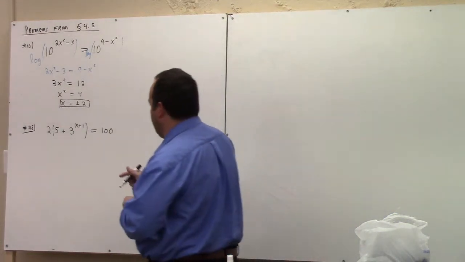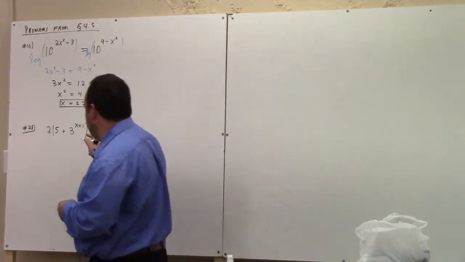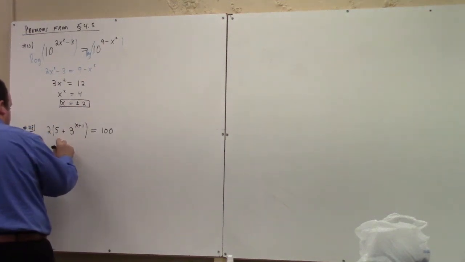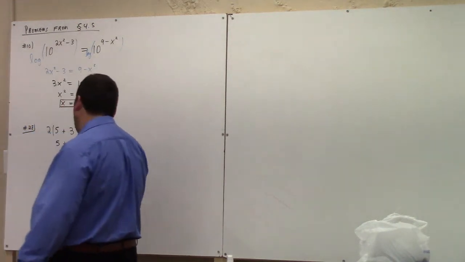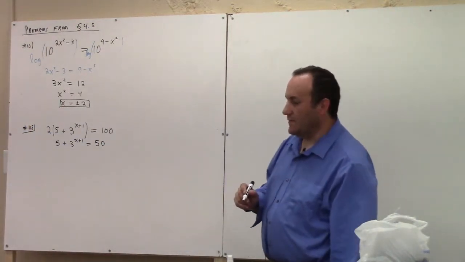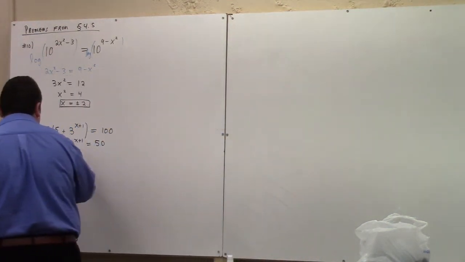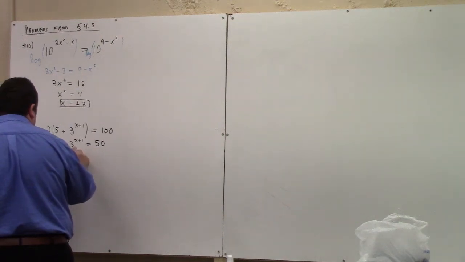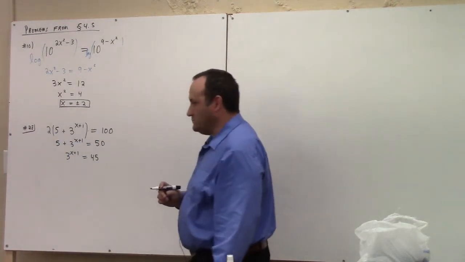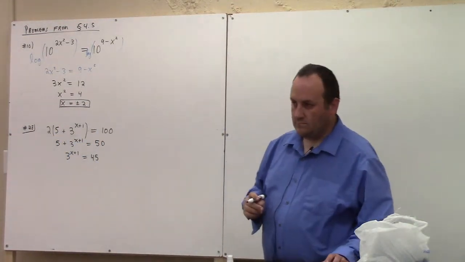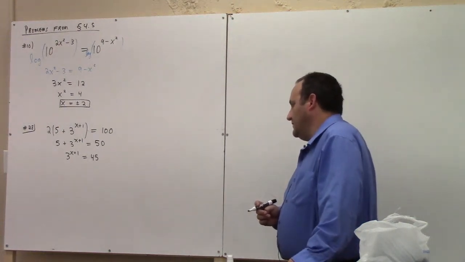So to isolate this exponential 3 to the x plus 1, I can divide by 2, right? Dividing by 2 gives me 5 plus 3 to the x plus 1 equals 50, right? Because 100 over 2 is 50. And then subtract 5 from both sides, right? 3 to the x plus 1 equals 45.